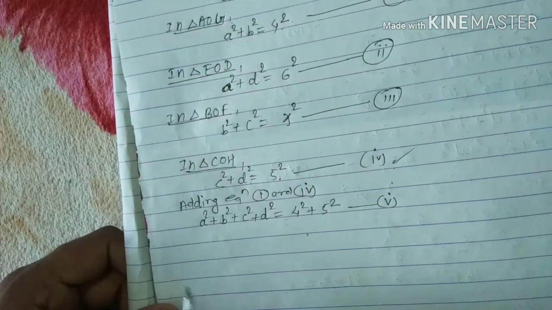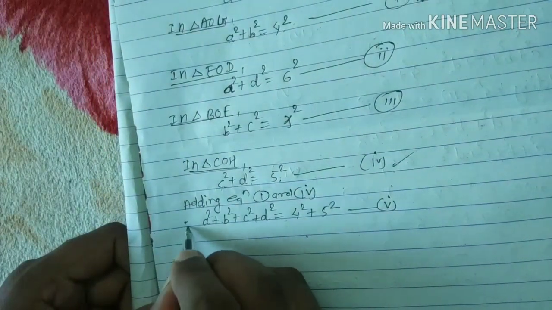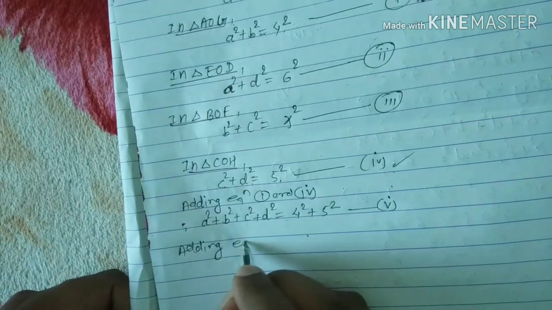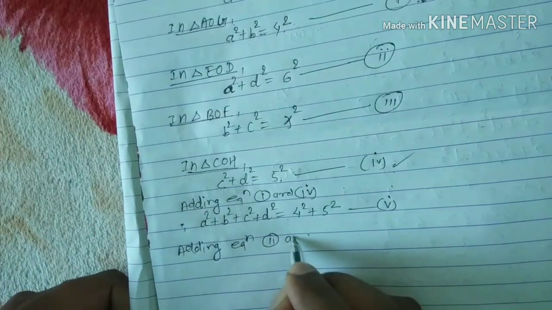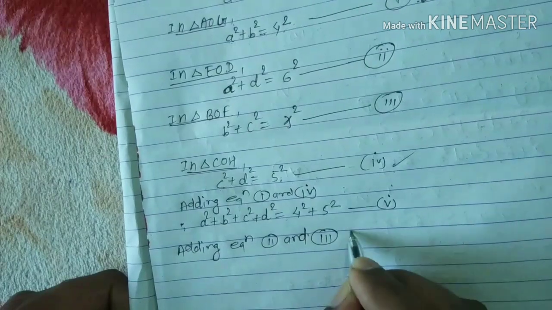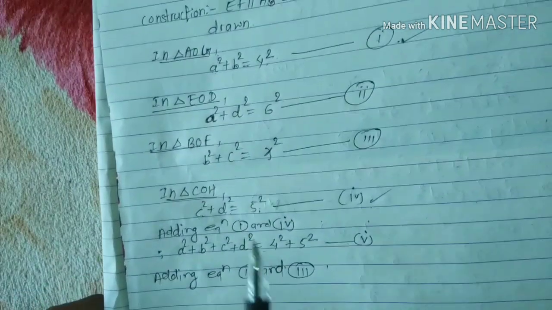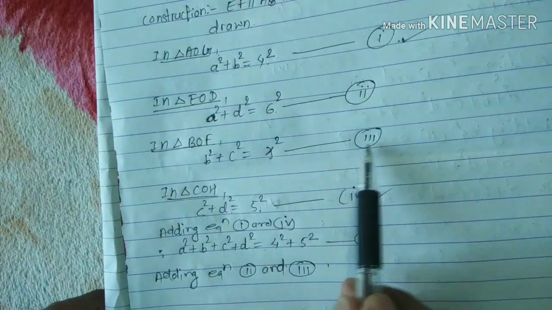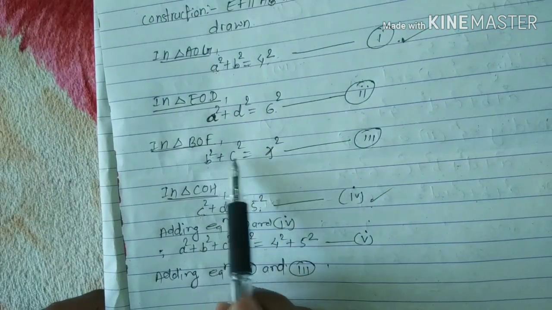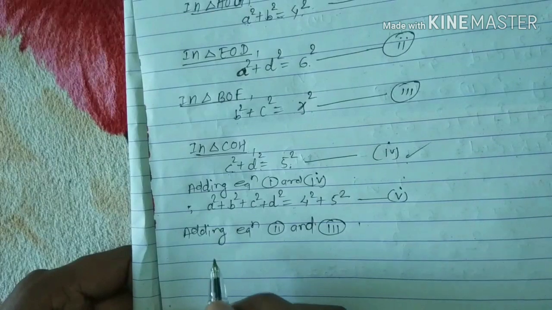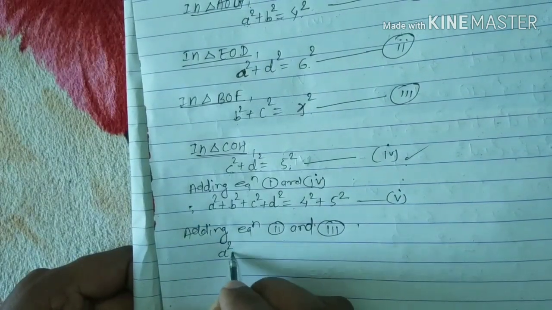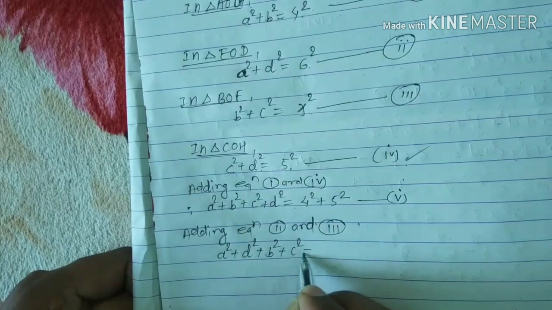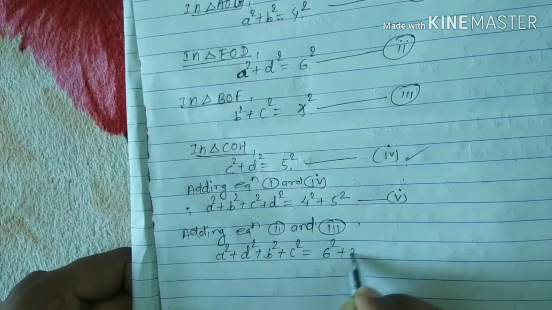Okay, again we can add equations second and third. As you can see, in equation second we have a square plus d square is equal to 6 square, and in equation third we have b square plus c square is equal to x square. So while adding these two equations, we have a square plus d square plus b square plus c square is equal to 6 square plus x square.